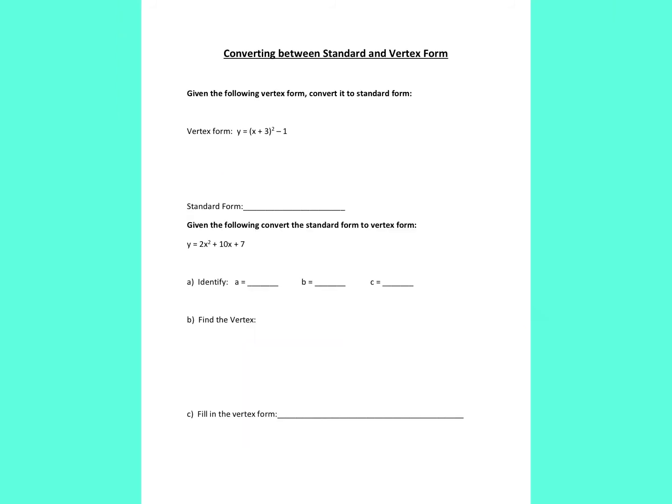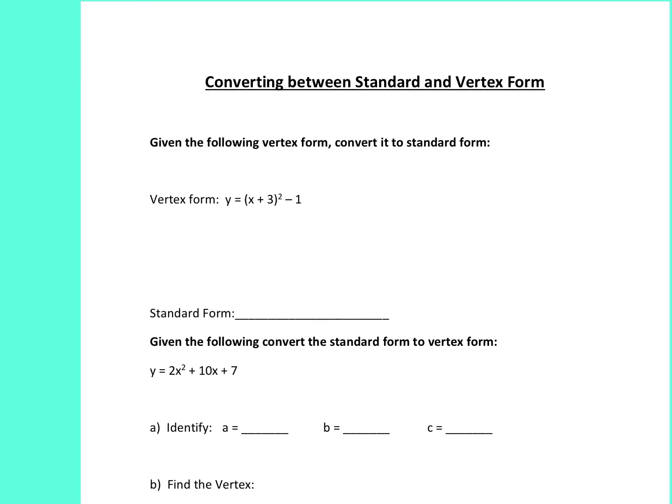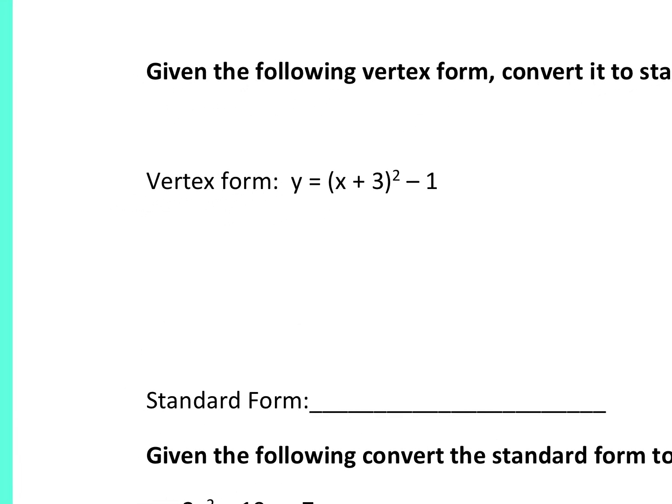Okay. Last new thing we're going to learn today is just converting back and forth between these two forms. This is nothing new. This is something that we've already been doing. If I gave you a problem like this and told you to put it in standard form, I'm just meaning FOIL it out. This is the same thing as y equals x plus 3 times x plus 3 minus 1, because it's x plus 3 squared.